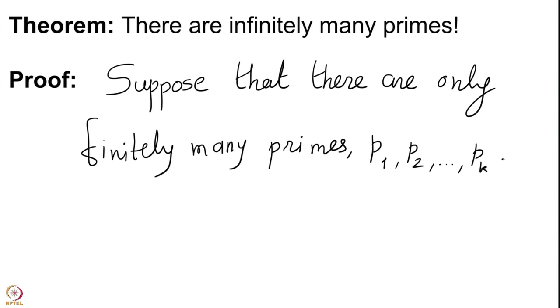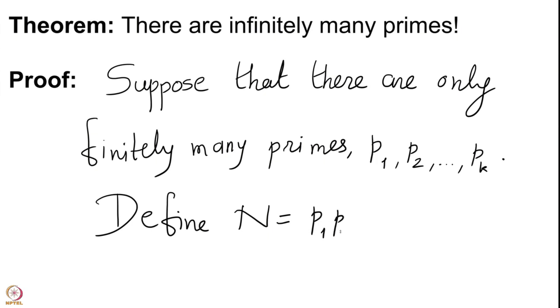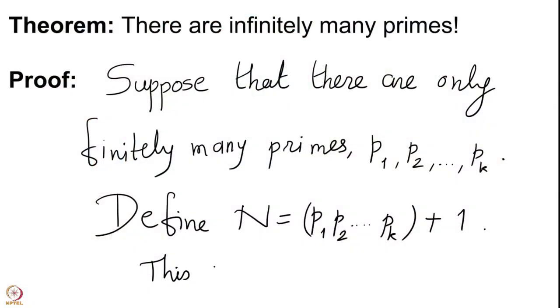Define capital N equal to P1, P2 up to PK, plus 1. So we have defined a new natural number. Remember, the product of natural numbers is again a natural number. Once you add 1 to it, you get yet another natural number. So this N belongs to our set of natural numbers, and we have that N is bigger than 1.